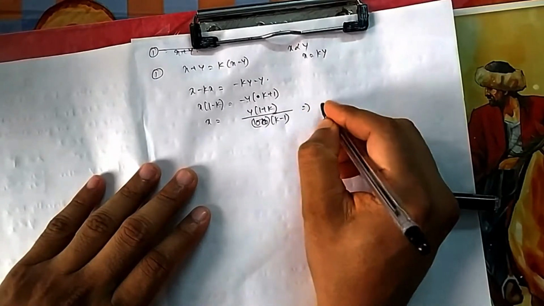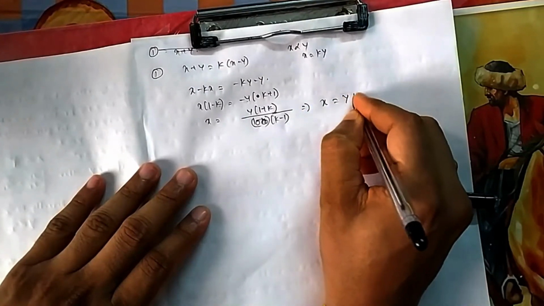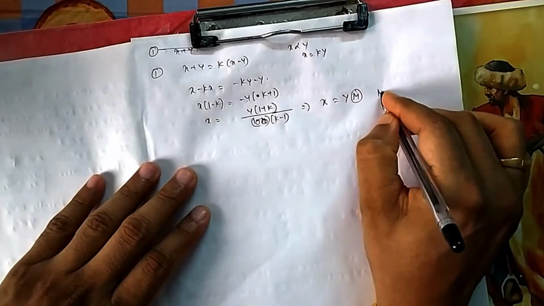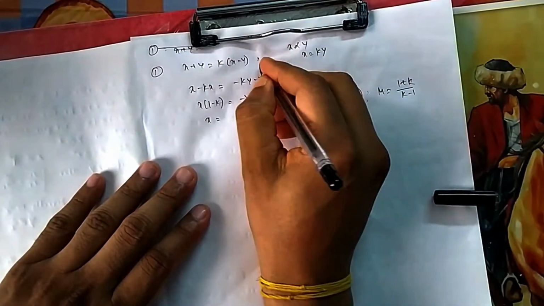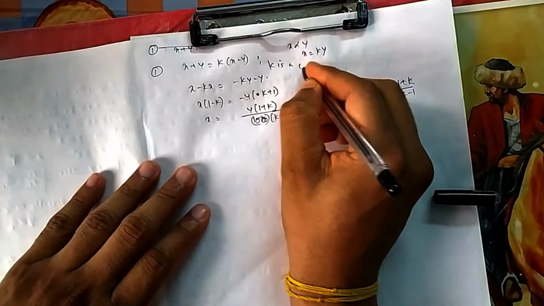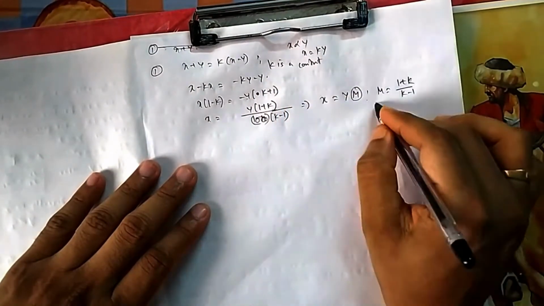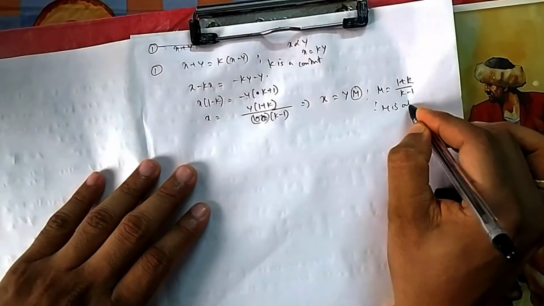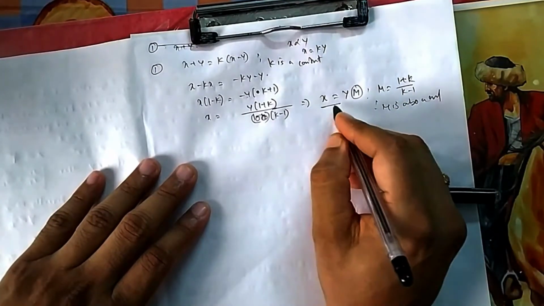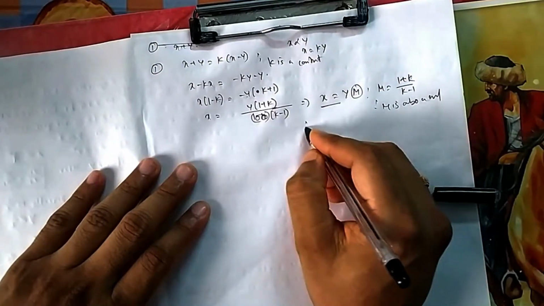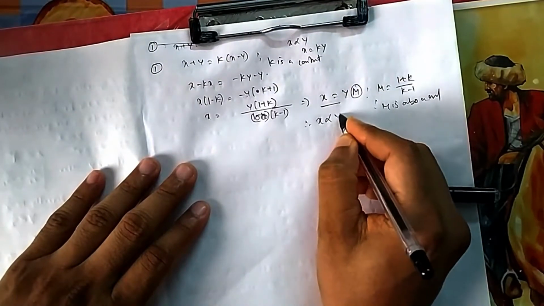Okay, and so what you can write now, x is equal to y into some m. m is some constant, m is equal to (1 plus k) by (k minus 1). Here k is a constant, so that will be perfect. Therefore m is also a constant, because if your k is constant, then m is also a constant. So that means x is equal to some m into y. Therefore x is directly proportional to y.